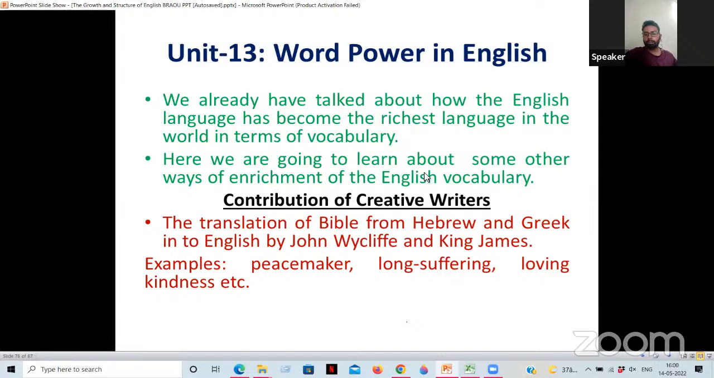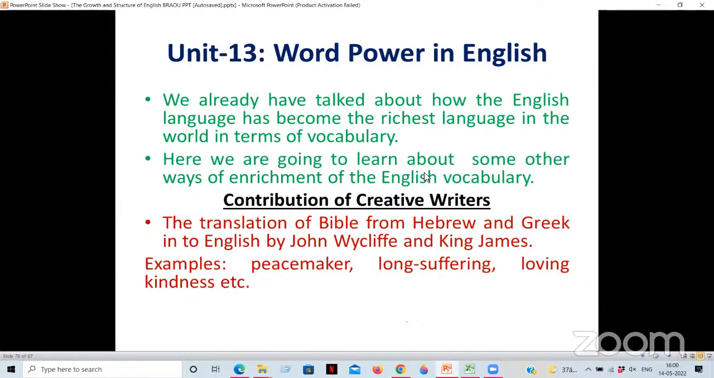Or you may be asked to write a brief note about back formation and clipping, or compounding. They will mention one, two, or three of them, or sometimes they will ask you in general. Okay. Now most of the chapters or units in this book are about how the English language has been enriched so much, and what the causes and sources are of the affluence of English words and vocabulary.